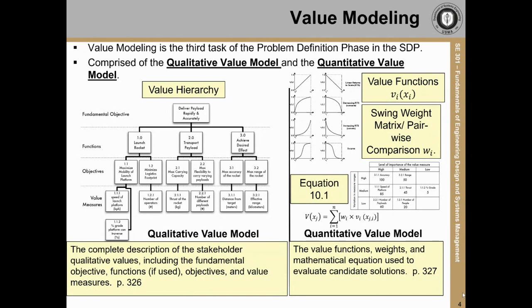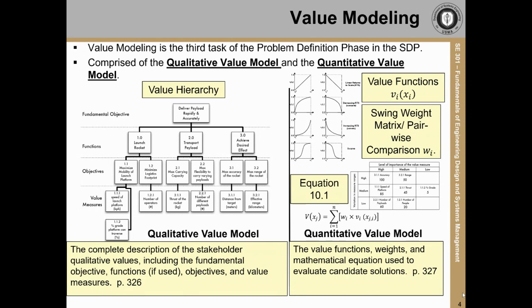You take your top level functions that stem from your fundamental objective. And your functions are critical because they tell you what your system has to be able to do. From there, you derive your value measures, and these are your performance parameters. These are, hey, when you're looking at your different design alternatives, how are you going through what success looks like?